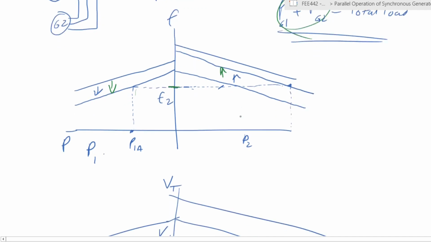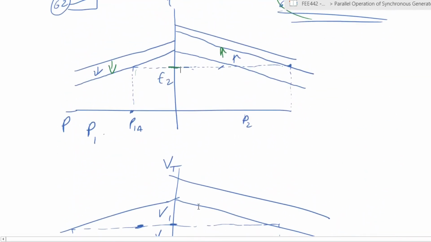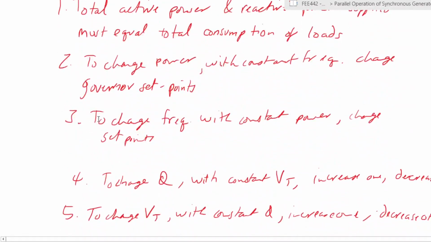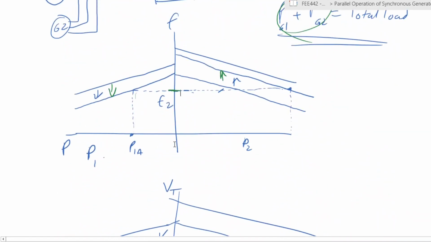So that's the case number 2 that we've written here. To change the power with constant frequency, change the governor set points, as we've indicated. Increase one and decrease the other. This other one, to change the frequency with constant power, we have to also change the set points. So let's look at how those set points will look like.